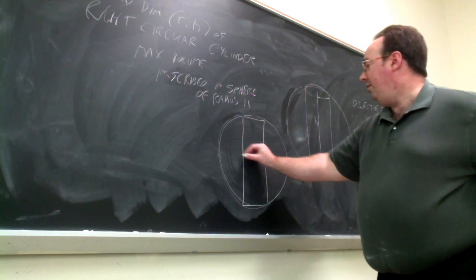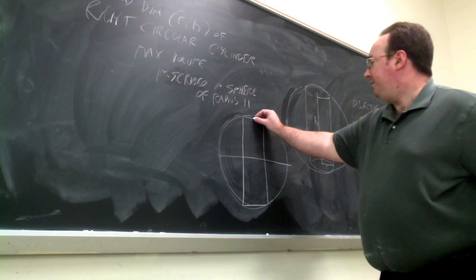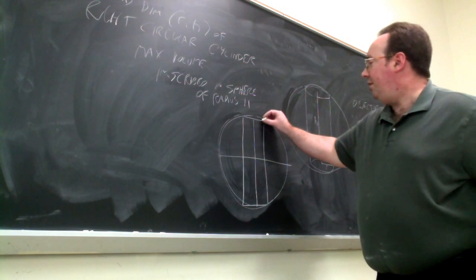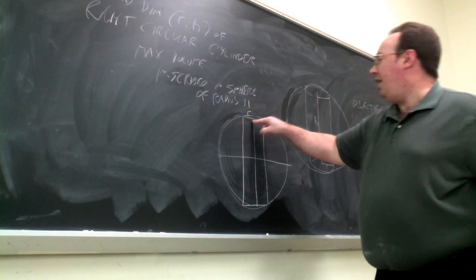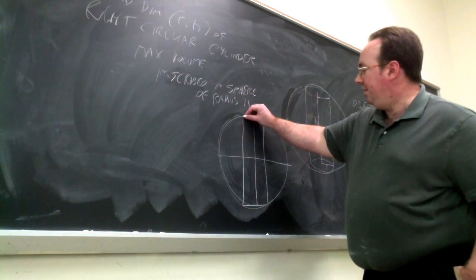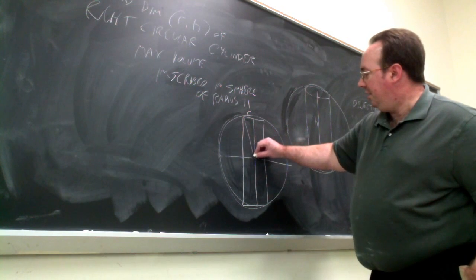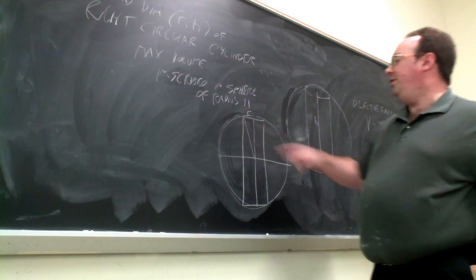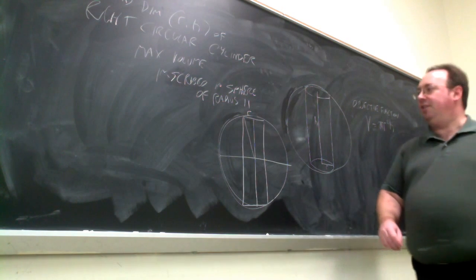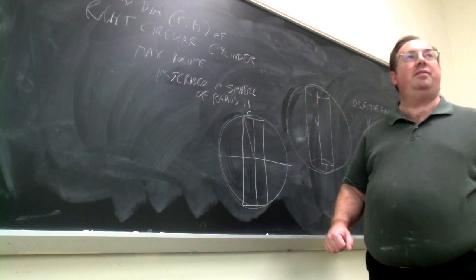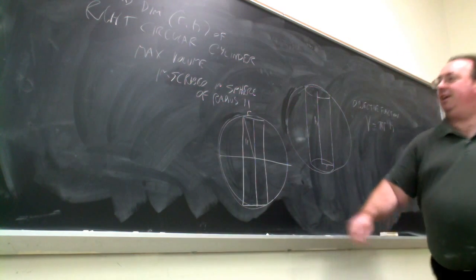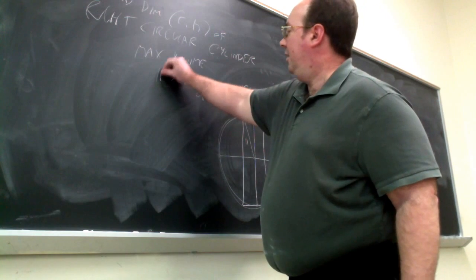This side right here is r, and what is this distance going to be? The radius of the sphere, which is 11. You're describing a sphere of radius 11.